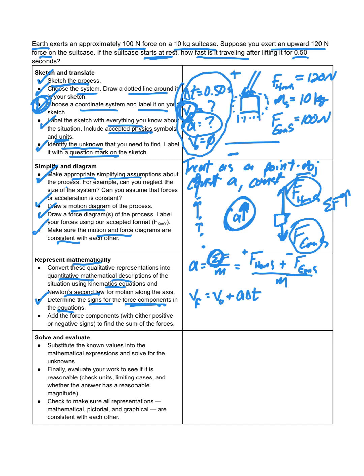So I have converted both of my diagrams, my visual models, into mathematical models, and I've added the force components with either positive or negative signs to find the sum of the forces. All right, that's what I did in this step right here. So now I move on to solve and evaluate. Substitute the known values for the mathematical expressions and solve for the unknowns. And something else I should have added here is include units. So that's what I'm going to do.